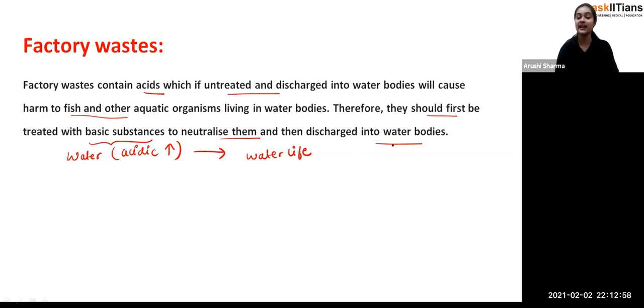But I think waste should not be discharged at all. But in the worst condition, if you are discharging your waste into the water bodies, first of all, the waste which is acidic in nature should be neutralized with some base and then discharged, so that the animals or plants living in the water will not be harmed. Exactly. So, student, neutralization is used in our daily life. There will be more examples as well.